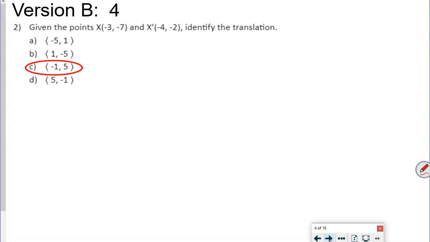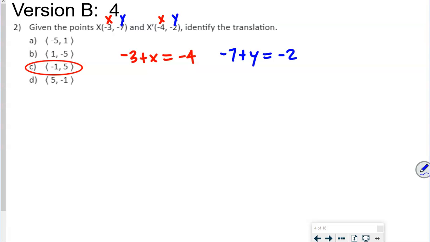All right, number 2 on version A, or number 4 on version B, says given the points X is negative 3, negative 7, and X prime is negative 4, negative 2, identify the translation. Now the easiest way to do this, y'all, is to recognize that these are x values here, and these are y values here. So what we're going to do is set up 2 separate equations. We're going to say negative 3 plus x is equal to negative 4, and negative 7 plus y is equal to negative 2. This is the easiest way to come up with that translation, okay?